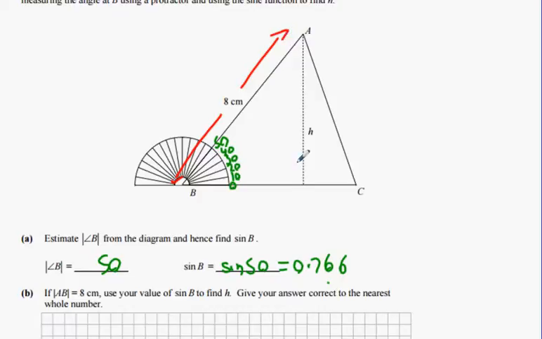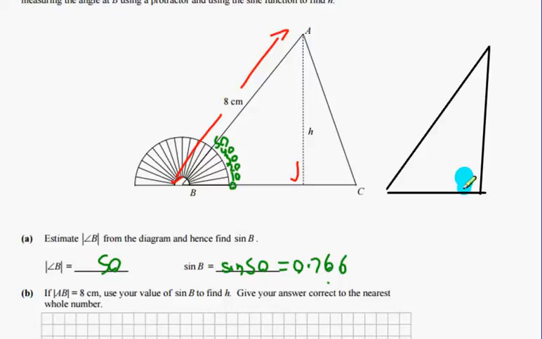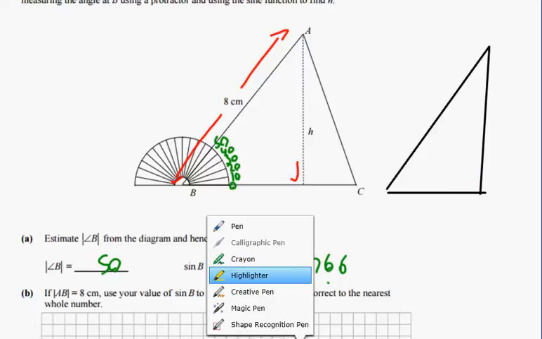Find H. What type of triangle is the one on the left? It's a right angle triangle. So we can use SOHCAHTOA. So if we draw it over here, that's 90. That's 50.